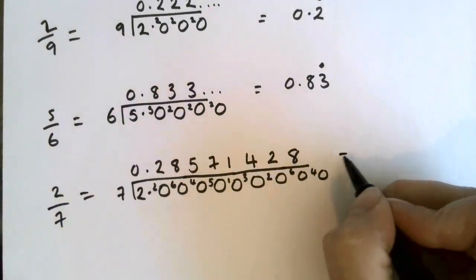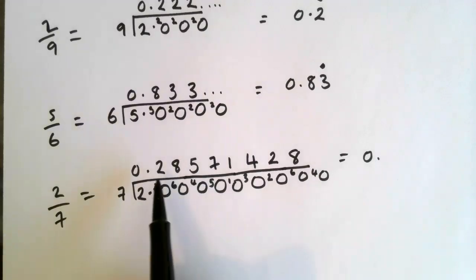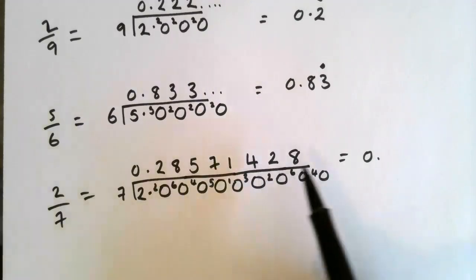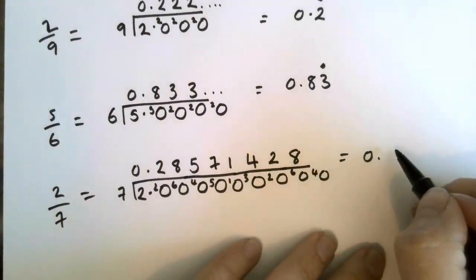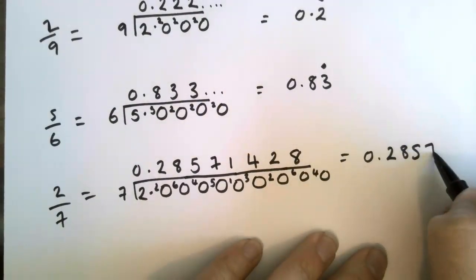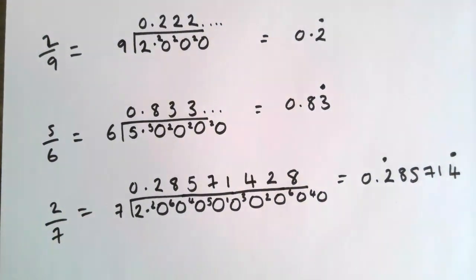So we can see here that we've got the pattern of 285714 repeating. And then we've got 28, and this would be 5714 again. So 0.285714, and that whole thing repeats. So we write it like that.